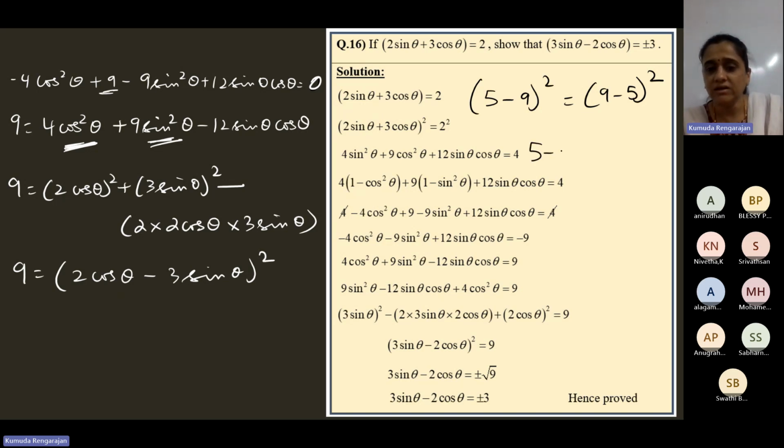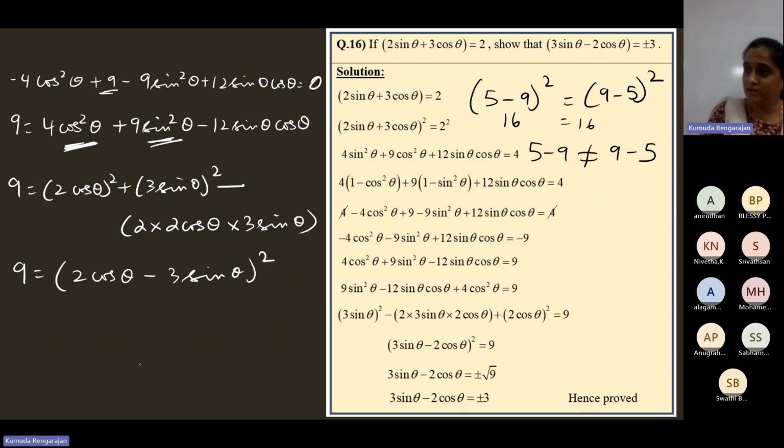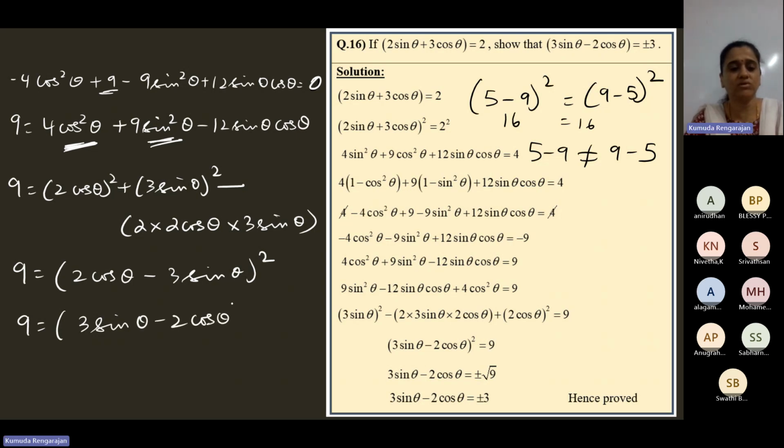5 minus 9 is not equal to 9 minus 5. A minus B is not equal to B minus A. But A minus B the whole square is equal to B minus A the whole square. Because 5 minus 9 is minus 4, and minus 4 squared is plus 16. 9 minus 5 is 4 and 4 squared is 16. So you can also write it as 3 sin theta minus 2 cos theta, the whole square. You expand this and expand this, you will get the same terms.